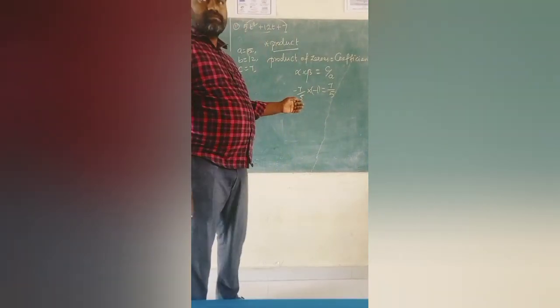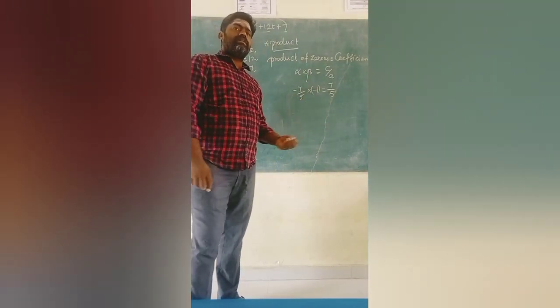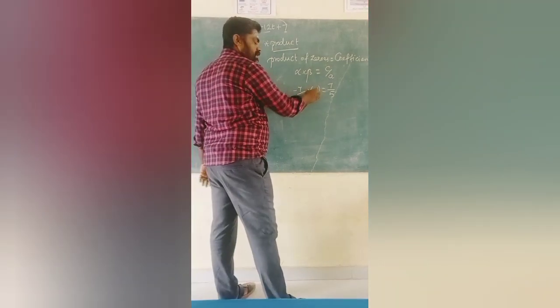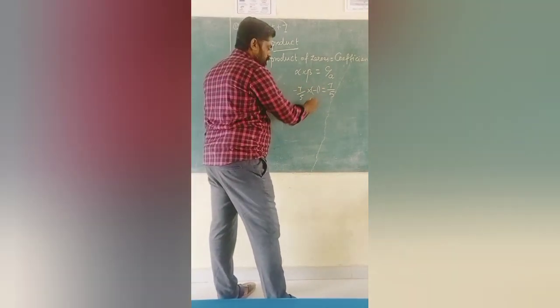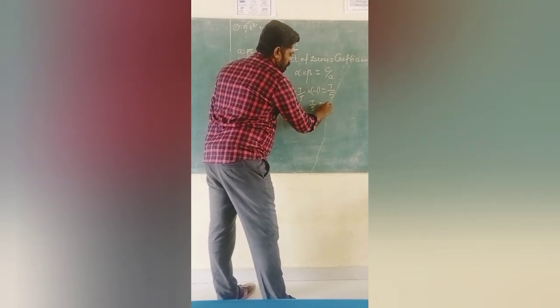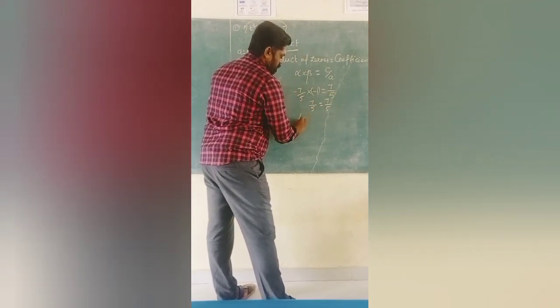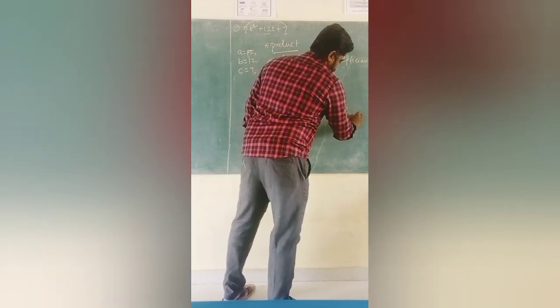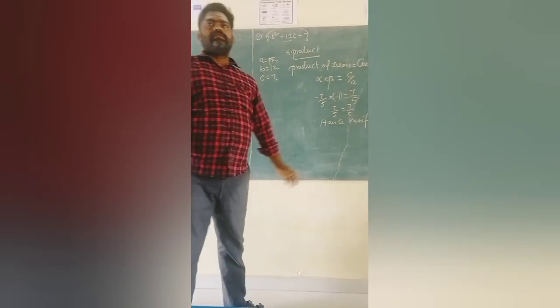You know that any number multiplied by 1, you will get the same, isn't it? Then minus into minus is plus. 7 by 5 into 1 is 7 by 5. It is equal to 7 by 5. Hence verified. So that's all. Very simple.